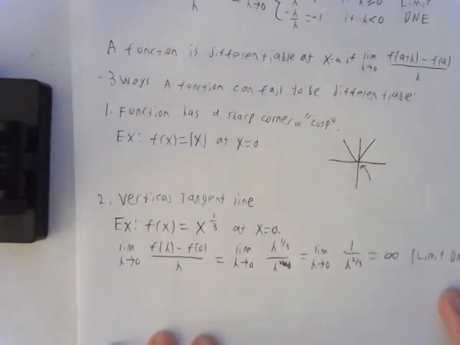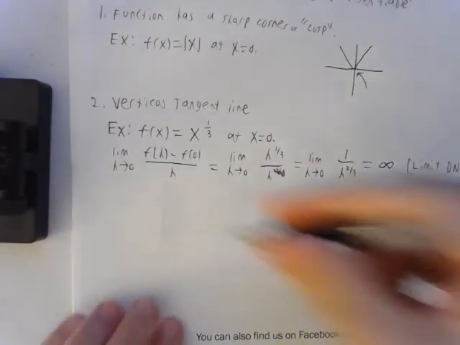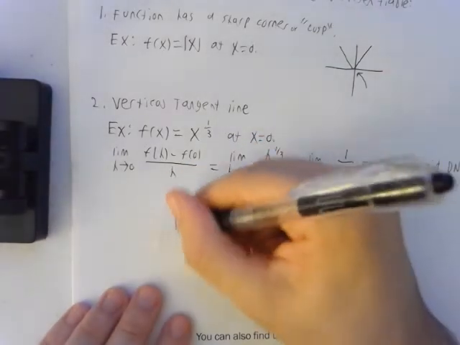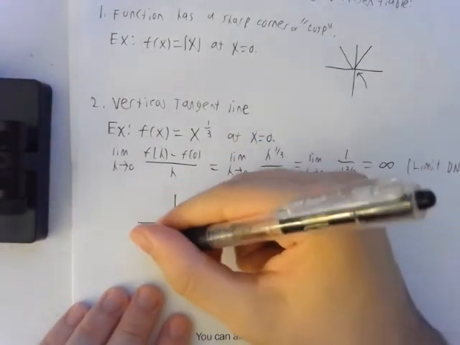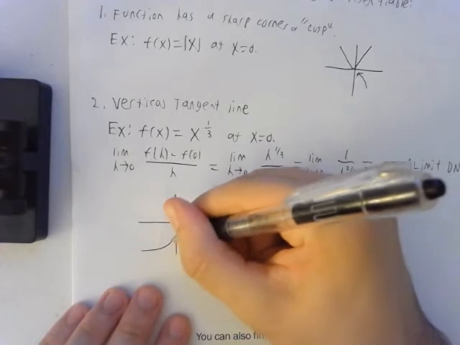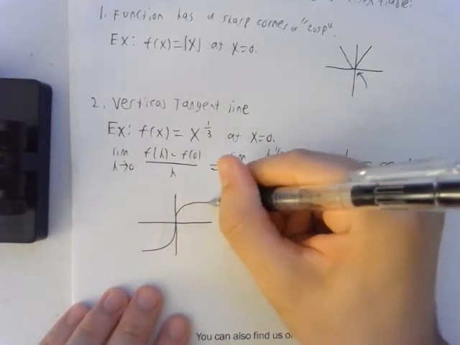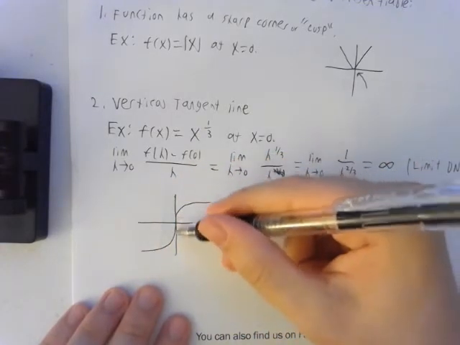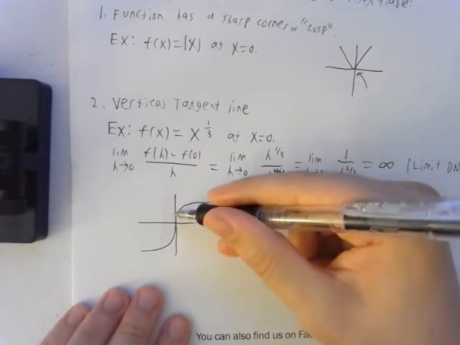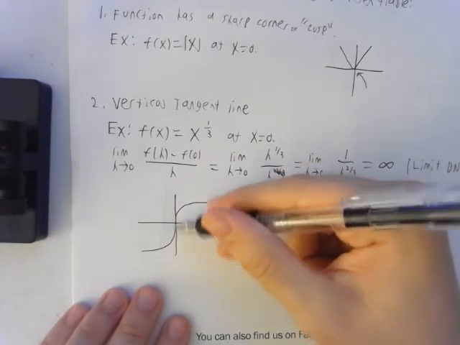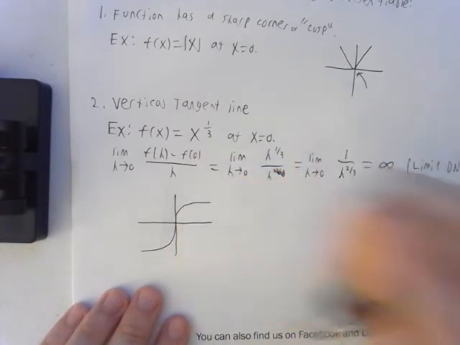And so this function looks something like this. And we can see that at 0, the function is going basically straight up. It has a vertical tangent line, and that's what leads to this lack of differentiability.